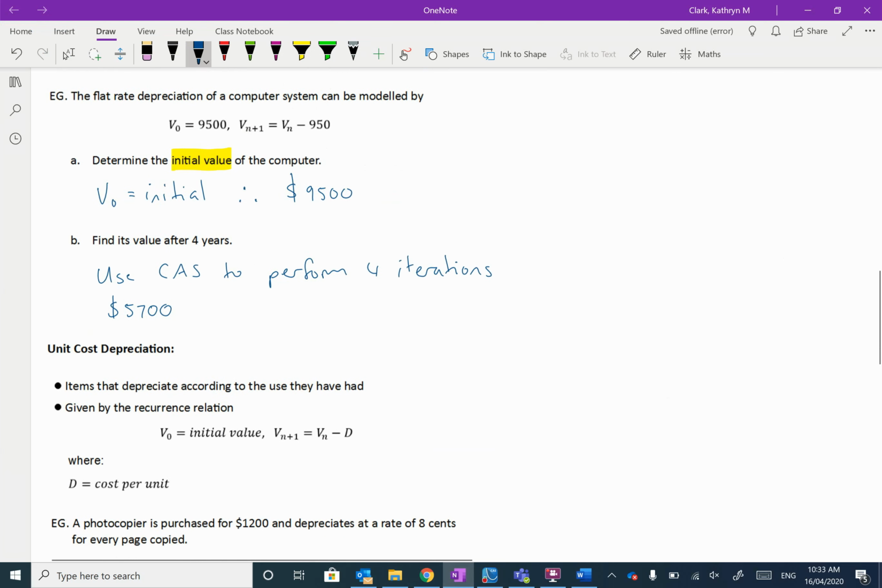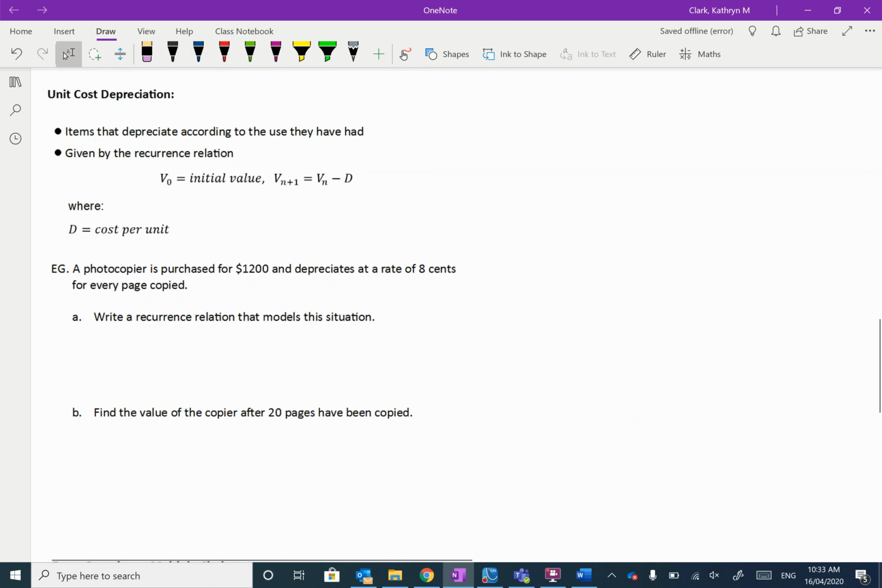Cool. Right, our final type of depreciation is this thing called unit cost depreciation. So this is where rather than decreasing by a certain fixed amount each year, devices decrease based on the amount of use that they have had instead. So a car might depreciate by the amount of kilometers that it has traveled. What else could there be? Oh, well, we've got this photocopier. So a photocopier could decrease based on how many pages it's photocopied.